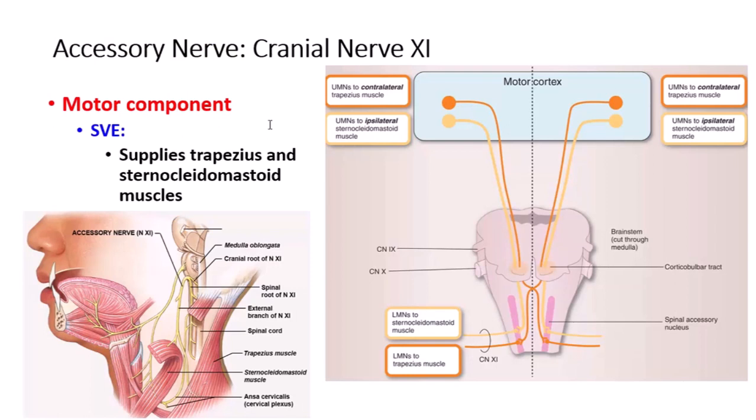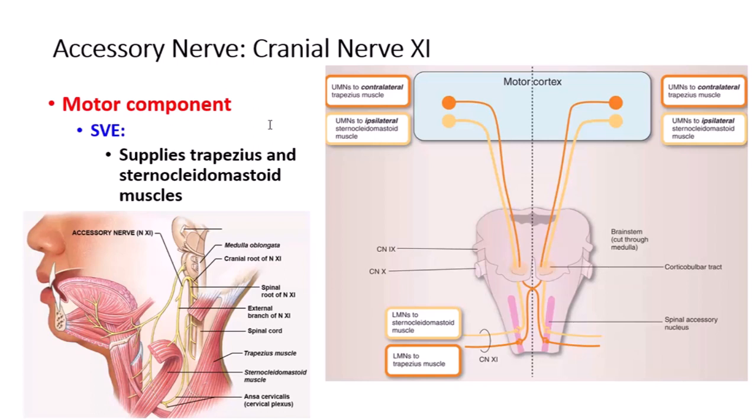Okay, so now is cranial nerve 11, which is called accessory nerve. It is called accessory nerve because it's not actually in the cranium. The nucleus for the cranial nerve is located in the spinal cord, and then the fibers go up. So that's why it's called accessory nerve. It supplies two muscles. One is the trapezius muscle, and the other one is the sternocleidomastoid muscle.